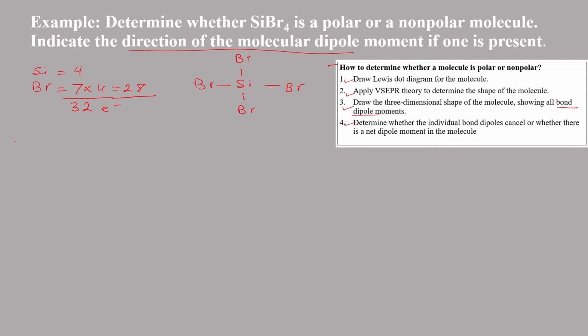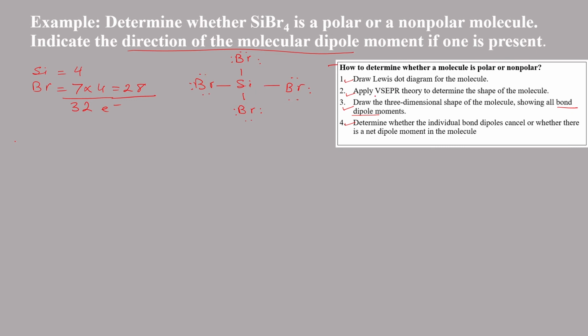There are 8 electrons already in this structure, 2, 4, 6, and 8. And you have to make the rest of the electrons to have all 32 electrons here. So after 8, I'm going to start making the dots. 9, 10, 11, 12, 13, 14, 15, 16, 17, 18, 19, 20, 21, 22, 23, 24, 25, 26, 27, 28, 29, 30, 31, 32. All 32 dots are here, and with all these 32 dots, if you check, the octet is complete for all these bromines and for silicon as well. So our Lewis dot diagram is complete.